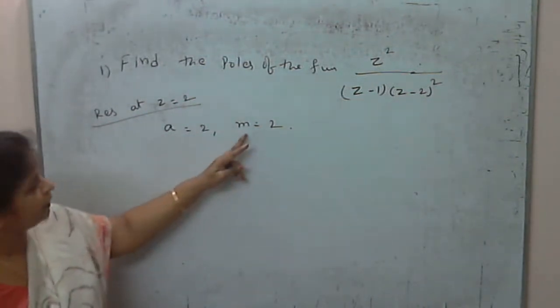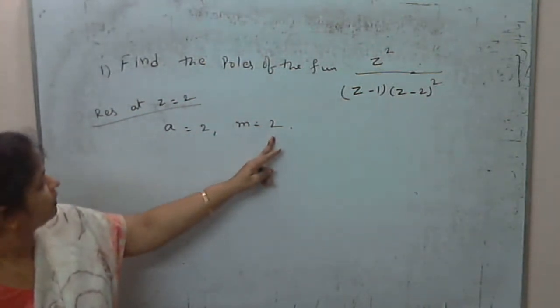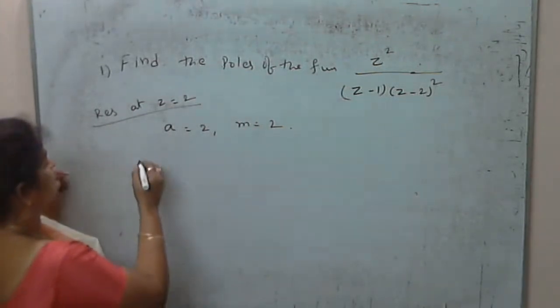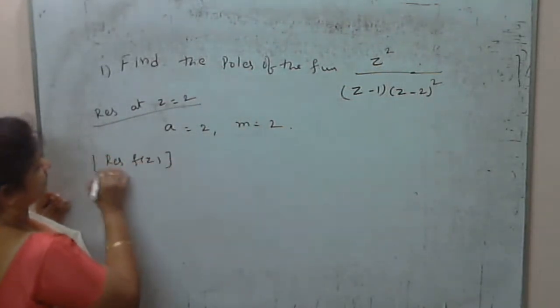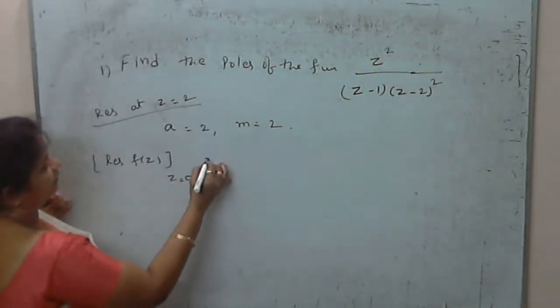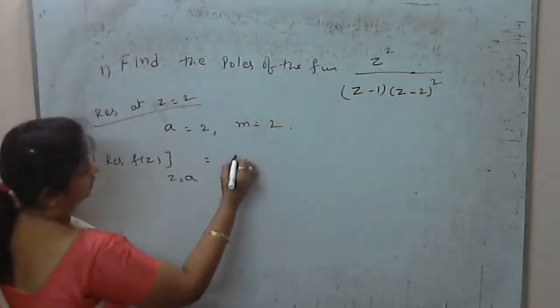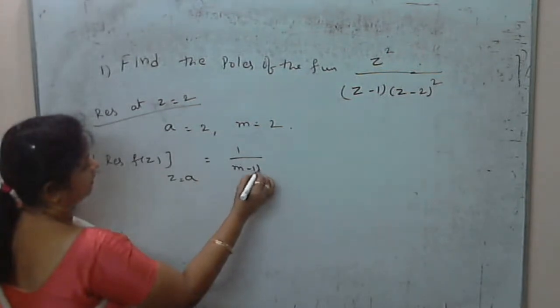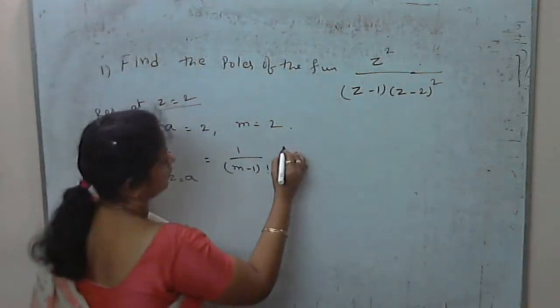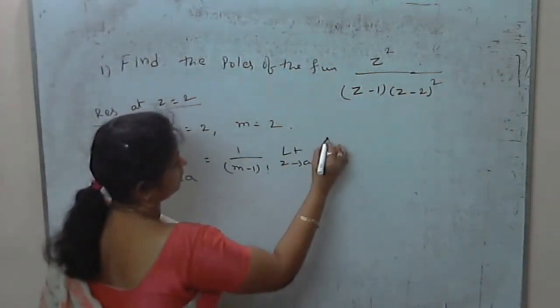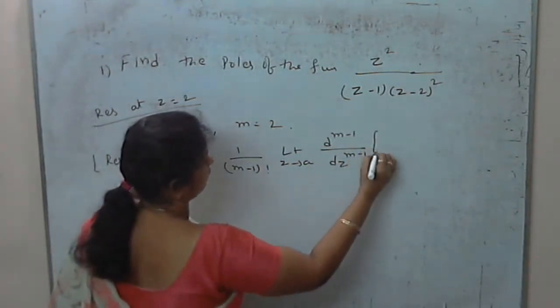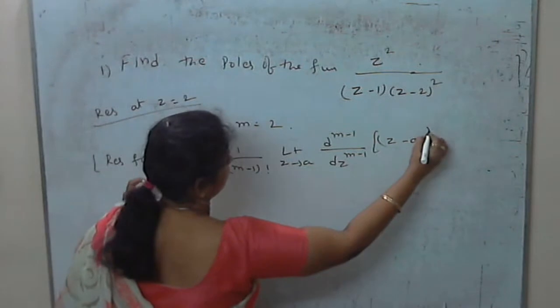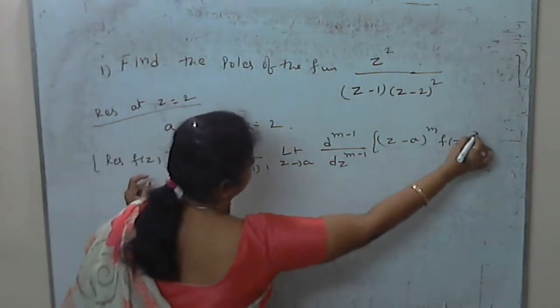So here order m equal to 2 because 2 comes 2 times. So residue of f of z at z equal to a, if it is a pole of order m, equals 1 by m minus 1 factorial, limit z tends to a, d power m minus 1 by dz power m minus 1 of (z minus a) whole power m into f of z.